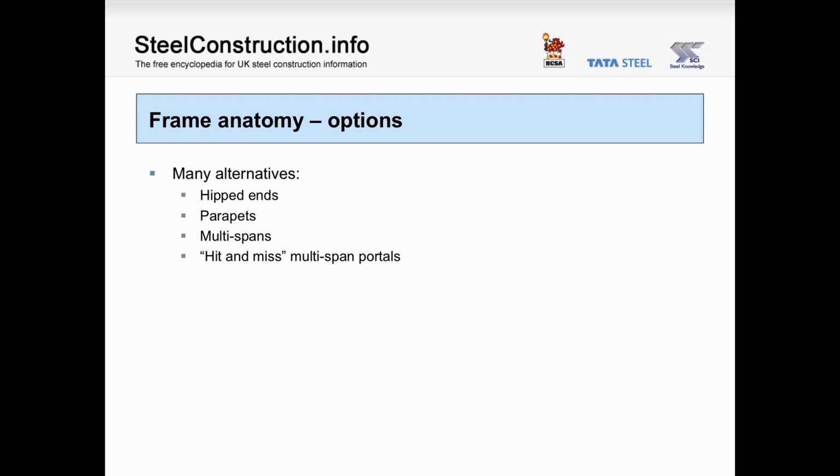There are many variations on the portal frame theme. There is no need to have a plain gable to the end of a portal frame structure. It could be a hipped roof, where there is a slope both to the eaves and to the gable. Parapets can be provided, which serve to disguise the roof line altogether.